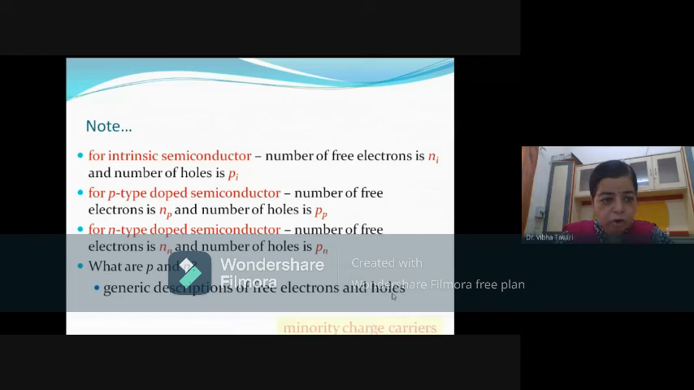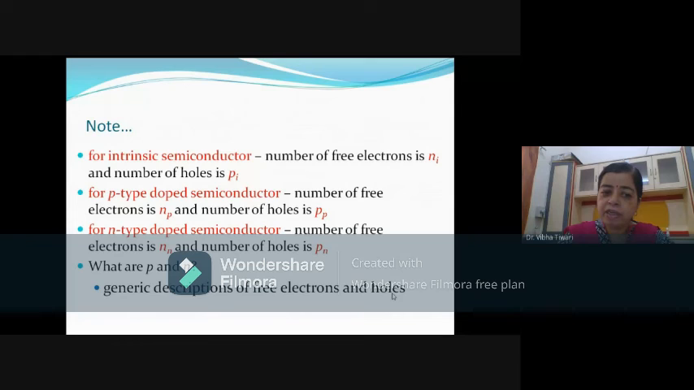Now, till now, what we have seen for intrinsic semiconductor, number of free electrons is Ni and number of holes is Pi. For p-type doped semiconductor, number of free electrons is Np and number of holes is Pp. This terminology I will be going to use in further slides.